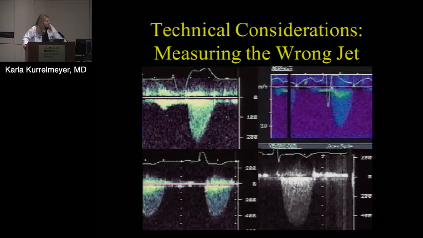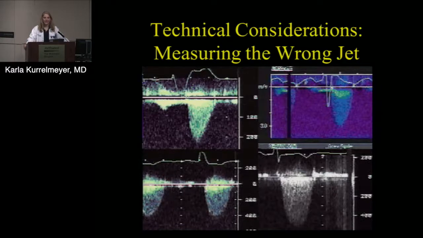So this is more for the fellows. When you're interpreting those blind CW jets, you've got to be really careful, because there's no picture that comes with them. And frequently, these patients have other regurgitant valvular lesions like mitral regurgitation, tricuspid regurgitation with pulmonary hypertension, in addition to their severe aortic stenosis. So if you've got all four of these jets, how do you determine which one is an aortic stenosis jet and which one's something else?